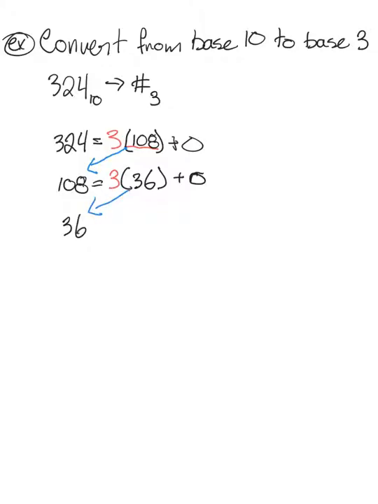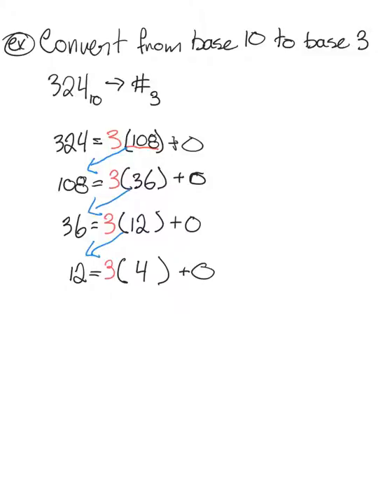So now 36 equals your base of 3 times something plus your remainder of something. So 36 divided by 3 is 12 with a 0 remainder. So we just continue doing this. 12 equals your base 3 times something plus a remainder. Well, 3 times 4 equals 12 plus a 0 remainder.